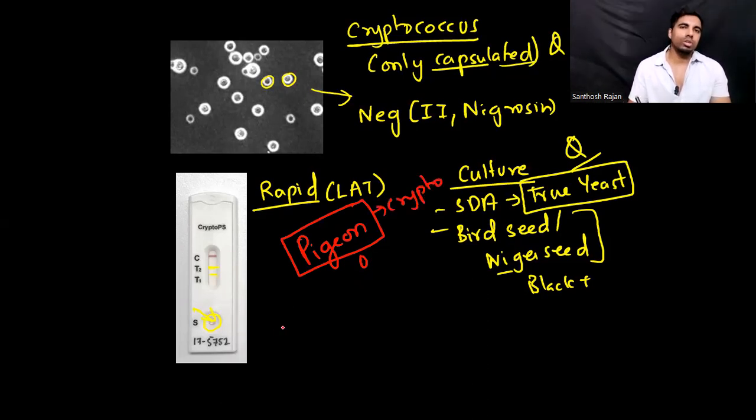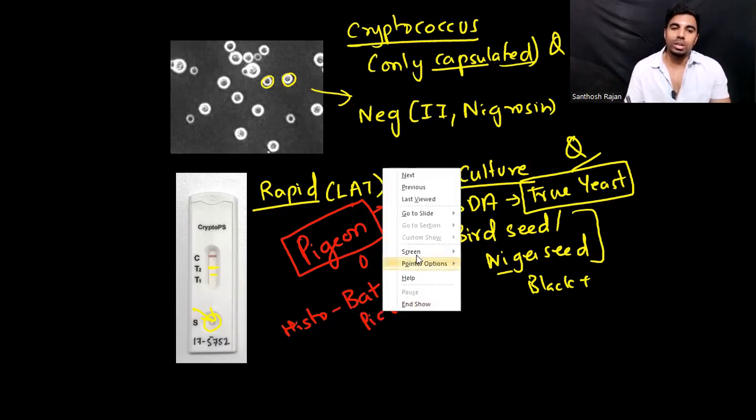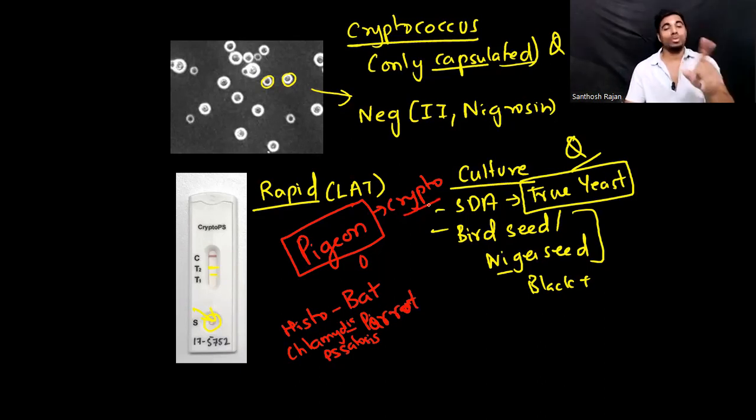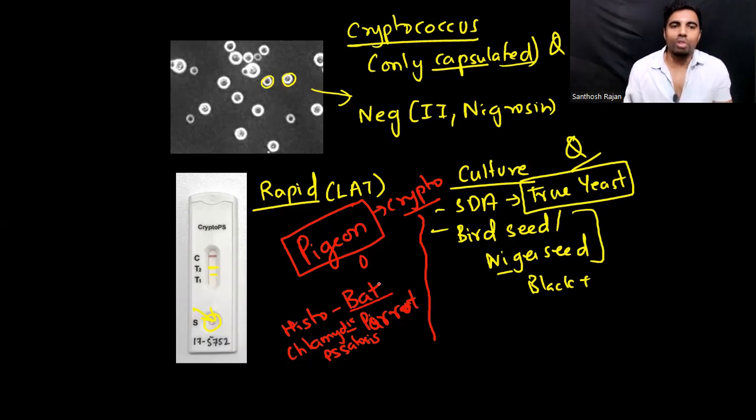So what about other birds? In Histoplasma, what did we study? In caves, ancient caves in Ohio and Mississippi, bats will give you histoplasmosis. Remember Histoplasma, bat. Then there is a disease where parrot is a problem. Parrot causes Chlamydia psittaci. Don't forget, Chlamydia psittaci. In the revision class, I'll try to revise that. So remember: pigeon for Cryptococcus, bat for Histoplasma, and parrot for Chlamydia psittaci. The elementary bodies will come. I'll try to make it easier for you in a further revision class. At least you remember these things now.